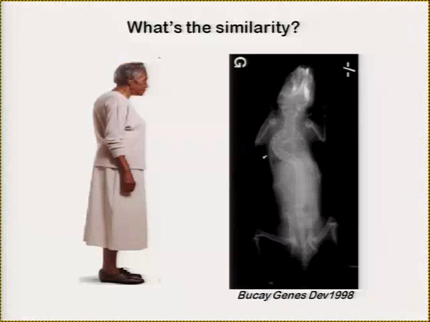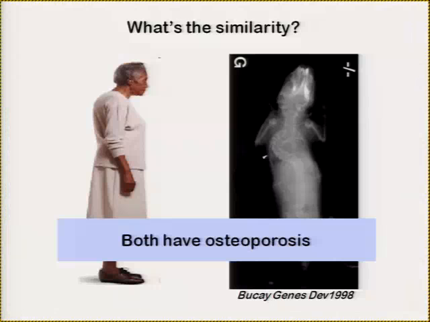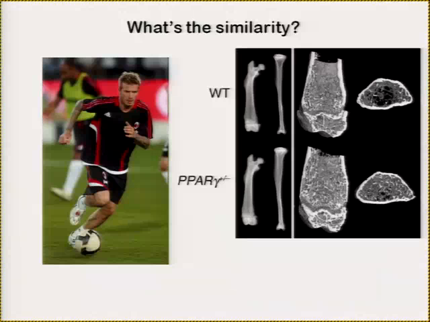The second subject that we're going to talk about today is skeletal remodeling. And in this case, there's a problem with skeletal remodeling both in the human on the left and the mouse on the right. And the answer, of course, is that both of these specimens have a problem with bone remodeling that causes osteoporosis.